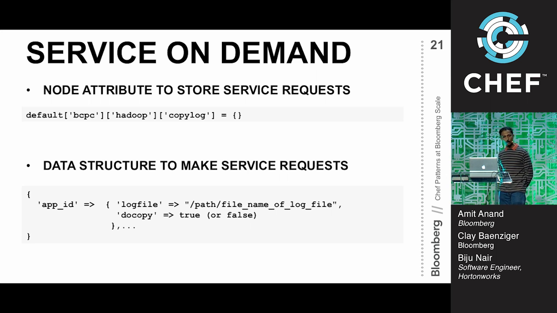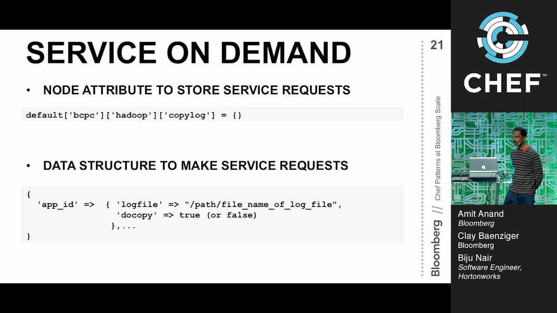So we have a node attribute which is a hash of hashes, and it expects data to be in the form of the data structure provided below, which specifies what's the log file to be copied and whether we want to do a copy or not, and a unique identifier so that we know which application has requested that feature. So this needs to be added to the node attribute.